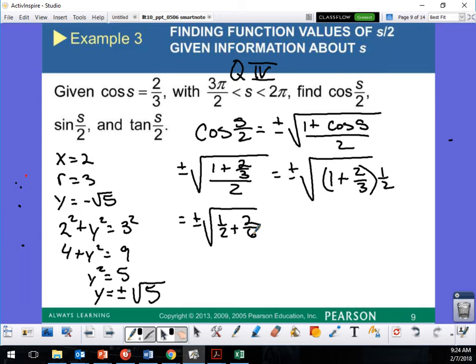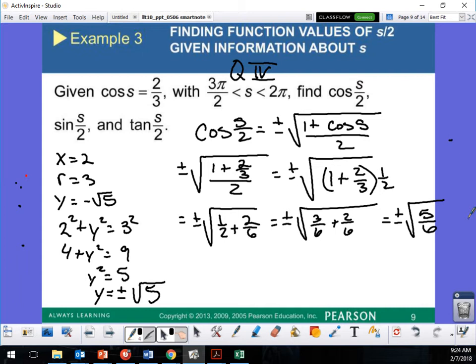So this 1/2 would now become what? 3 over 6, wouldn't it? Yeah. So 3 over 6. So it equals plus or minus the square root of 3 over 6 plus 2 over 6, which gives me 5 over 6. Now this is a whole lot simpler than my other ones, because my other ones always had a radical and I had a binomial in there.